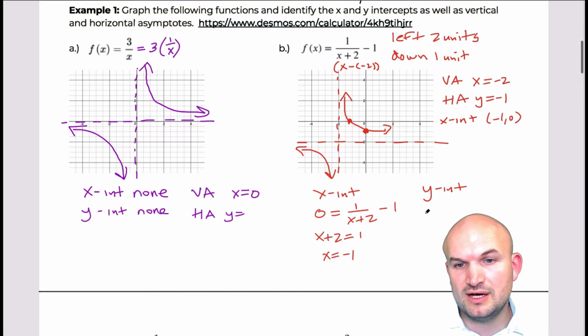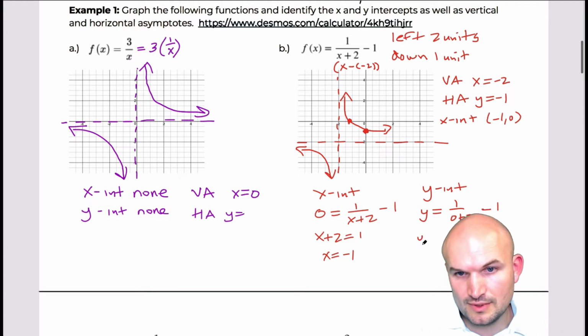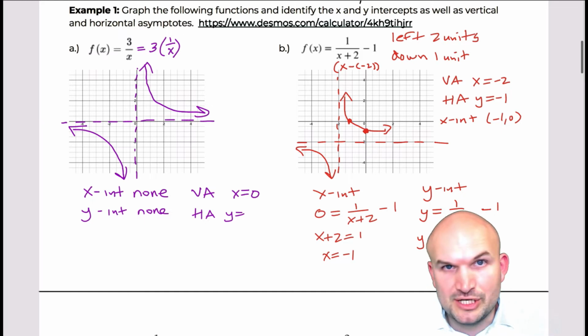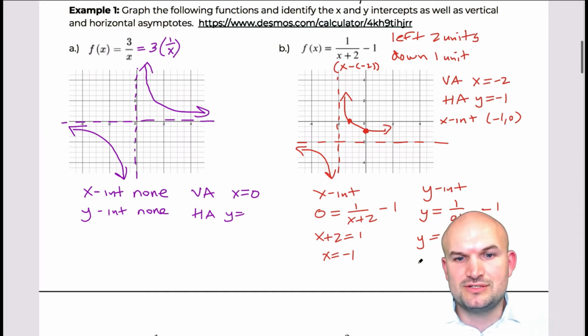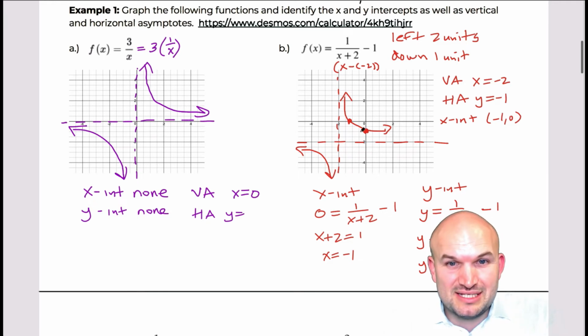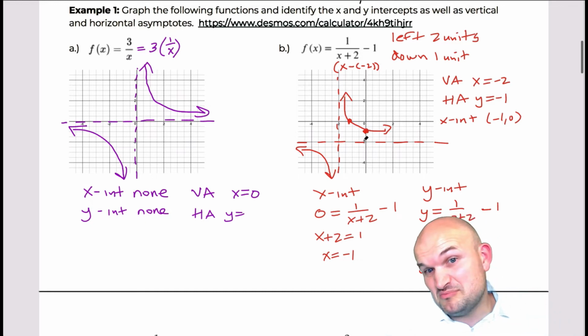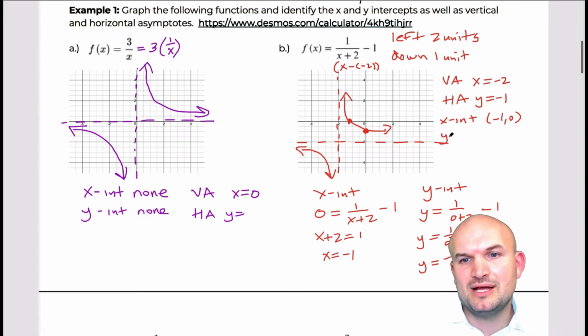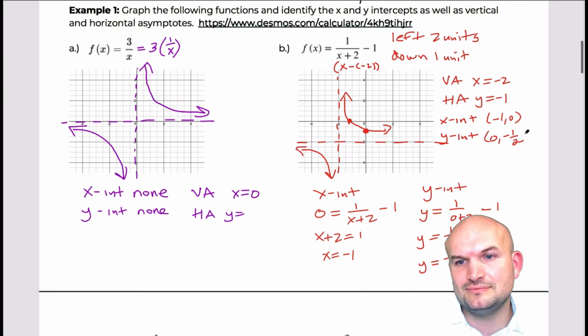And then to find the Y-intercept, I'm just going to plug 0 in for X. So I'll have y is equal to 1 over 0 plus 2 minus 1. Y is equal to 1/2 minus 1. Well, you could get common denominators if you need to, but 1/2 minus 1 is going to be y equals negative 1/2. And again, does this make sense? Does it make sense for my y-intercept to be at -1 and this to be at negative 1/2? Yeah, that looks not too bad, right? I did a pretty okay job. So I'll say my y-intercept is at 0, negative 1/2.